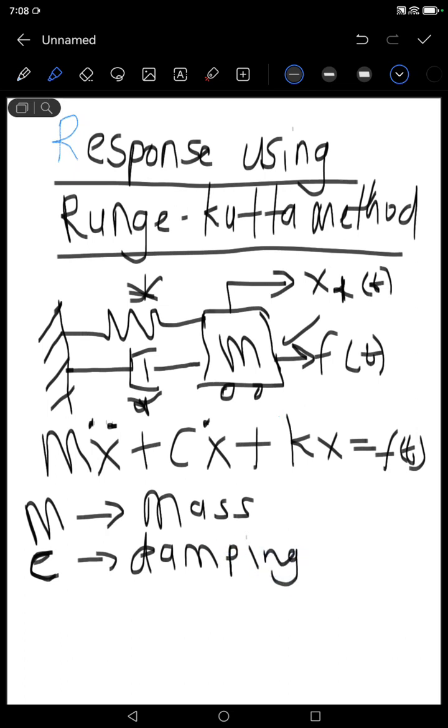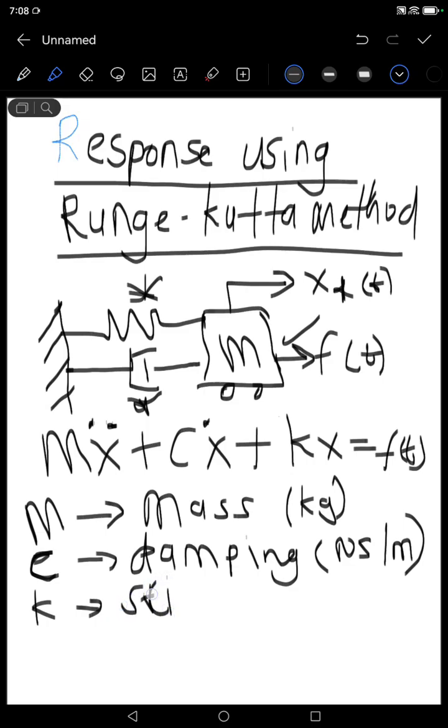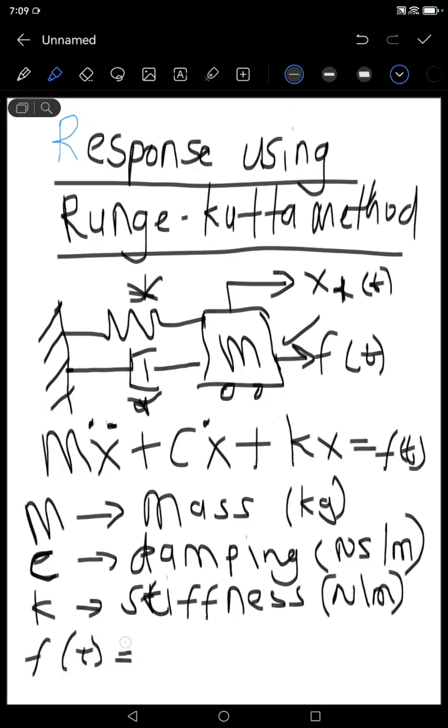We all know mass is in kg, and the damper is in what? In newton seconds per meter. And then we have k. K, we all know, is stiffness, which is in newtons per meter. And then what else? We have F(t). F(t) is the external force.